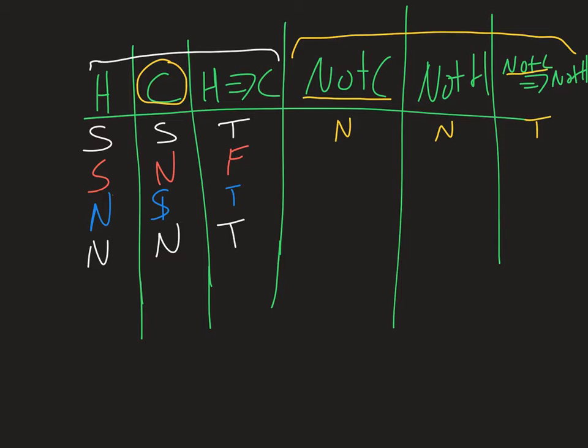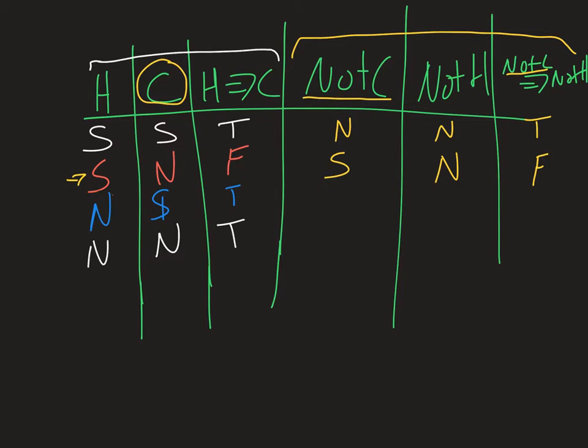Okay, similarly, if I look at the line below it, the red line, if I do satisfy H, well then I didn't satisfy not H. If I didn't satisfy C, then I did satisfy not C. And this would make this new statement, not C implies not H, false. So I did satisfy the hypothesis of my new statement, which is not C, but I didn't meet the conclusion, which is not H.